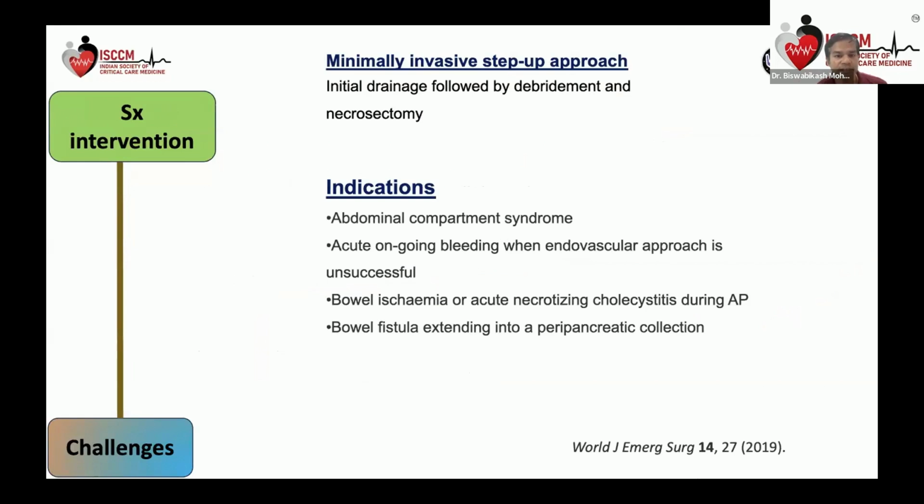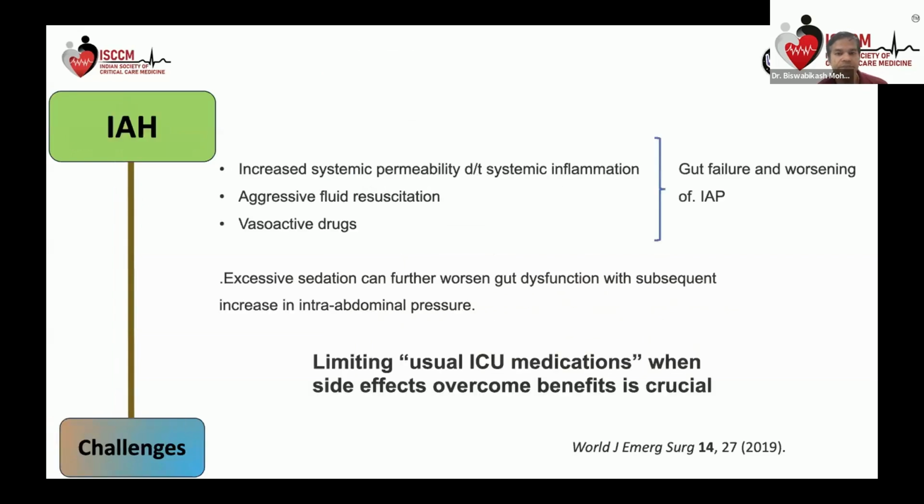So what are the indications for surgery? Especially if the patient has abdominal compartment syndrome, acute ongoing bleeding where the endovascular approach is unsuccessful, bowel ischemia, and bowel fistula extending into a peripancreatic collection. In those cases only should you go for a surgical intervention.